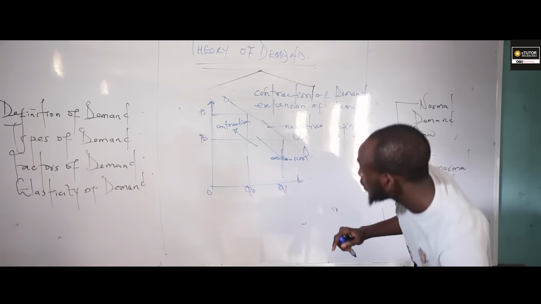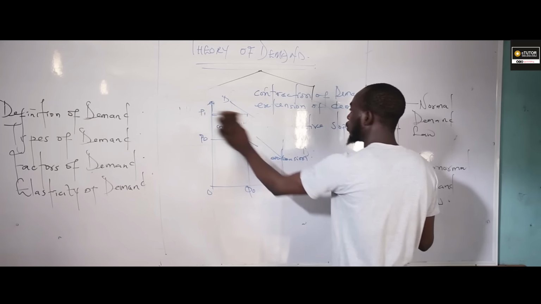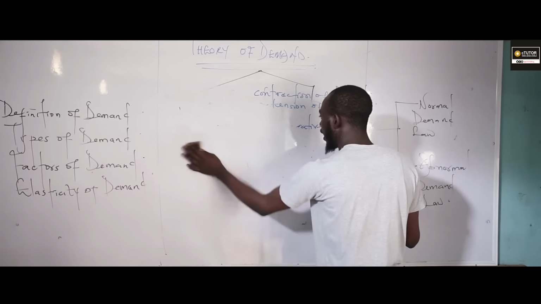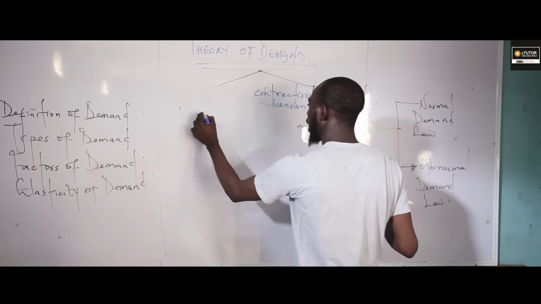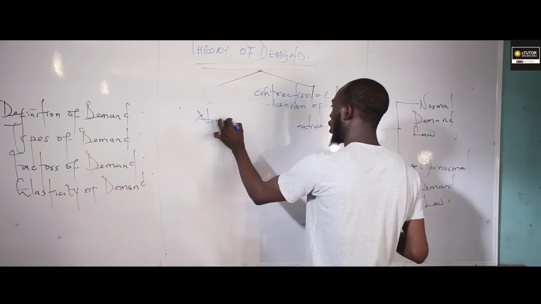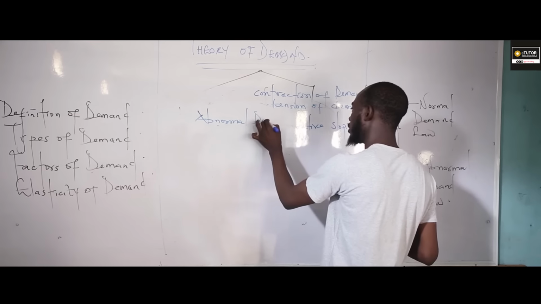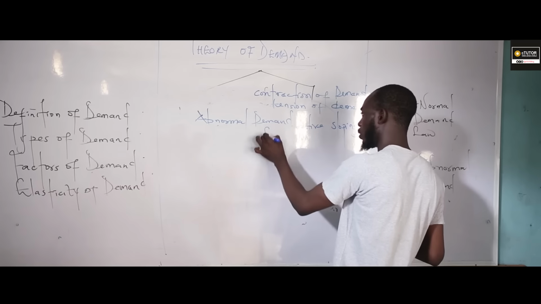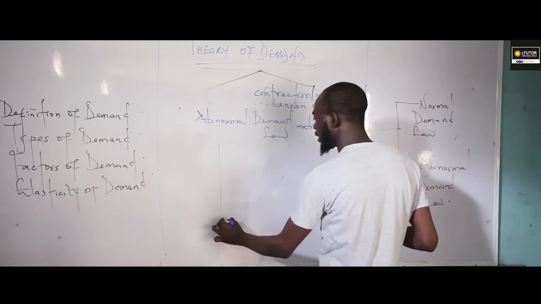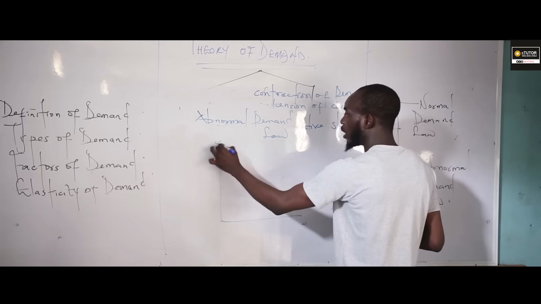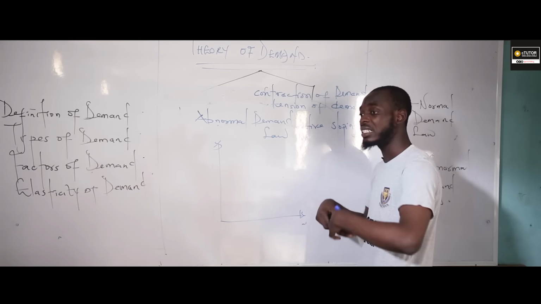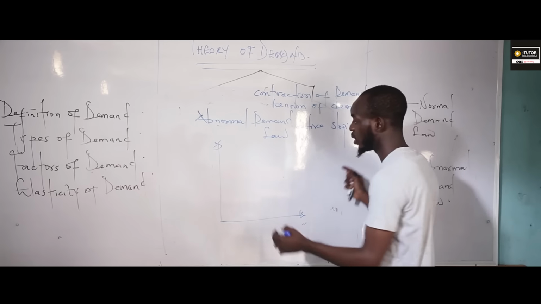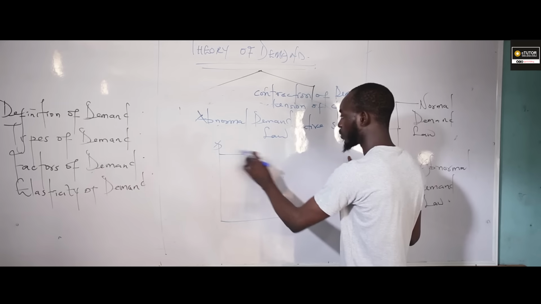Now, let's talk about the second law. The second law that we have is the abnormal demand law. Now, this abnormal demand law, like I said, the reason why it is abnormal is just because of the fact that it negates the normal demand law. Now, look at it. Look at the curve now.